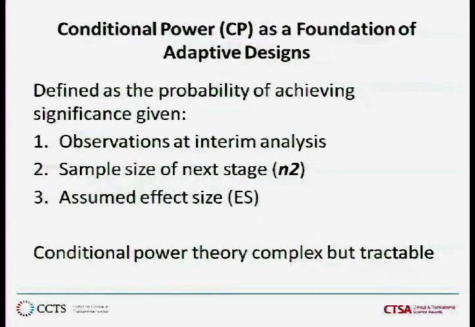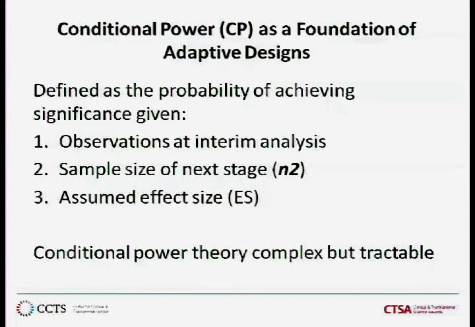So in the more adaptive trials, the concept of conditional power is really important. It lays the foundation of choosing, say, an increase in sample size or adapting the trial in other ways. It's defined as the probability of achieving significance given the observations that you have at an interim analysis. Now, this could be blinded, like the example I just gave, or it could provide you with an effect estimate early on. Halfway through, you actually get a treatment effect estimate, and so that could influence a calculation for conditional power. It depends, of course, on the sample size for the next stage, that is, how much more information you're going to collect into the next stage. And it depends on some estimate or assumed value for the effect size.